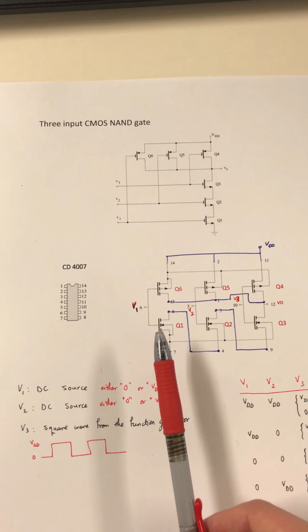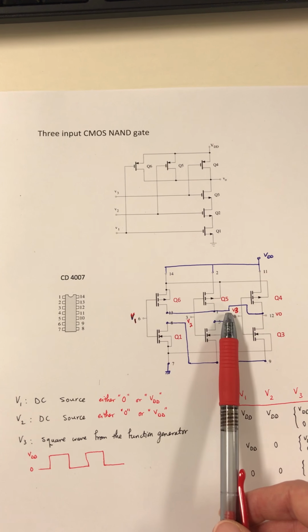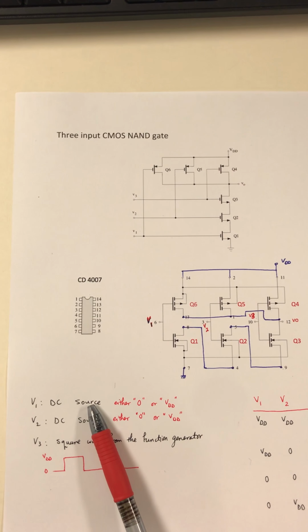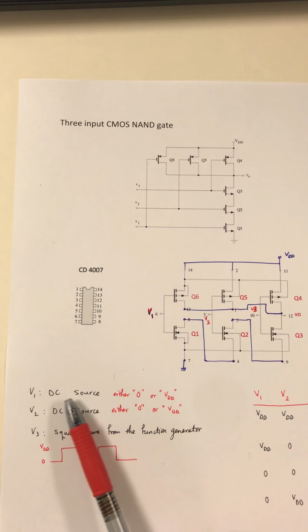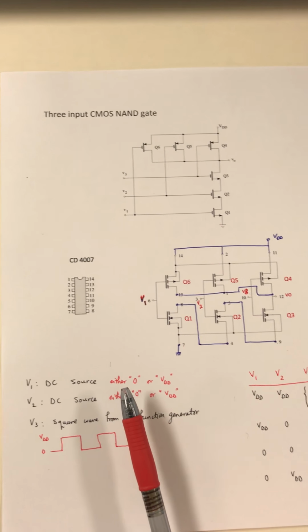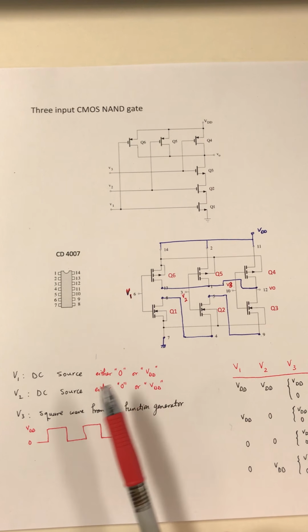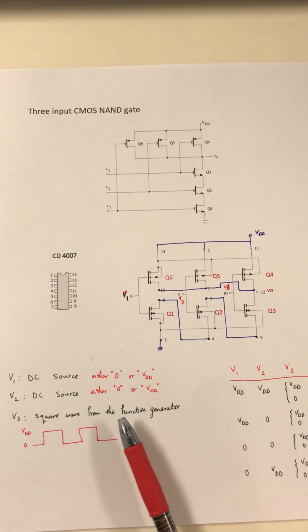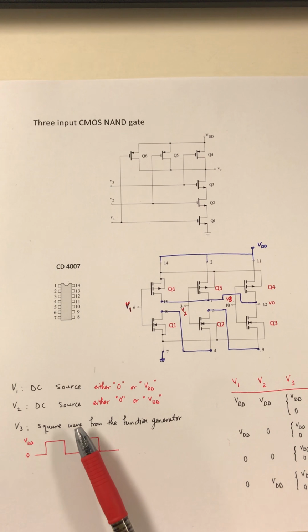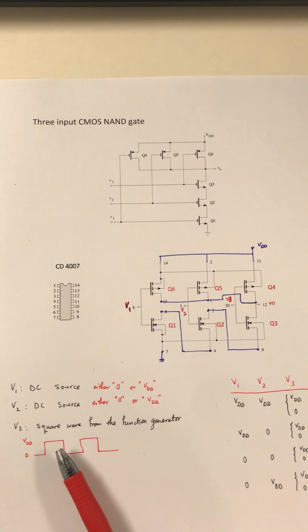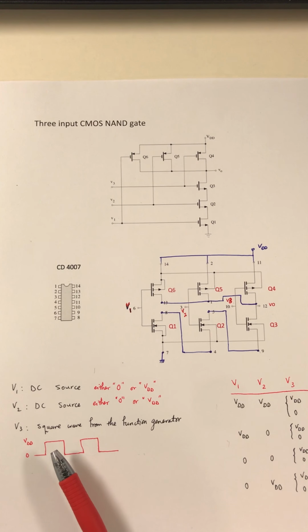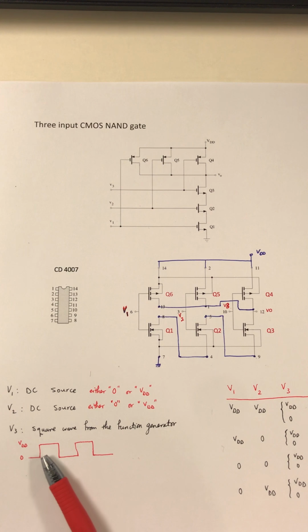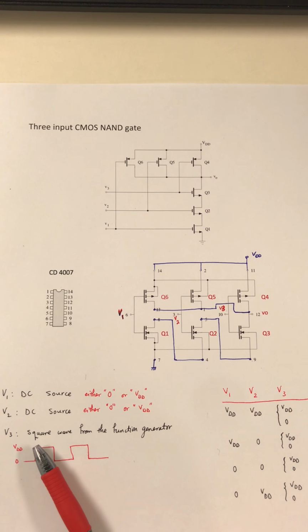The 3 sources V1, V2, and V3: 2 of them are going to come from the DC power supply. I'm going to set their value to either 0 or VDD, and the same goes for V2. And V3 is going to come from a function generator, and I'm going to set it to generate a square wave with peak-to-peak amplitude of VDD, or 5 volts for this circuit, and set the offset to 2.5 volts to generate a square wave between 0 and 5 volts.